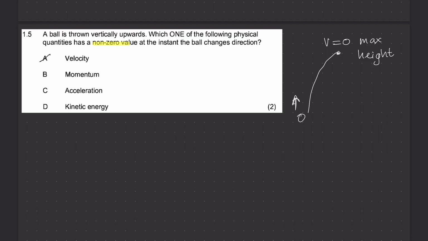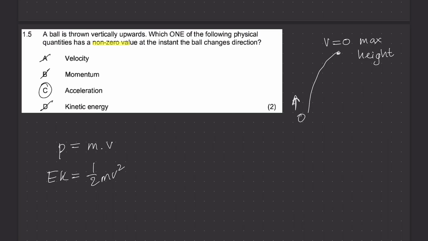Okay? Then let's look at momentum. To calculate momentum, we know that momentum is equal to m times v. And if velocity is 0, then momentum will be 0. So that's out. Then let's look at acceleration. Maybe we're unsure about acceleration. Let's leave it out and go to kinetic energy. To calculate kinetic energy, that's equal to half mv squared. As we said, at maximum height, velocity is 0, so kinetic energy will be 0. So D is out. So the only option left is C.